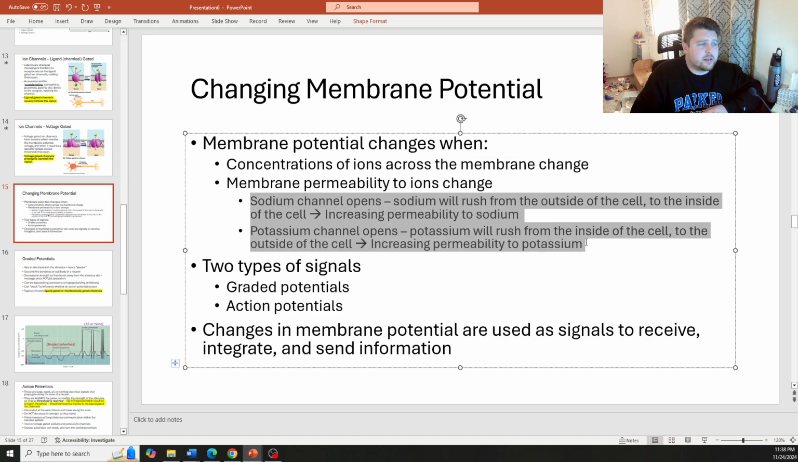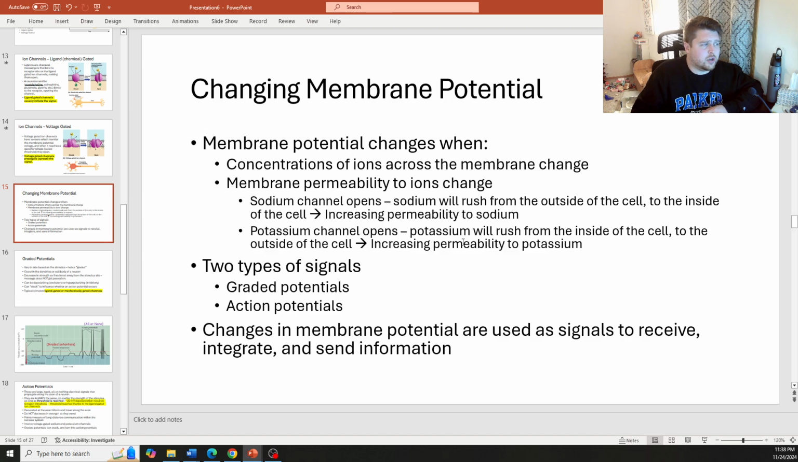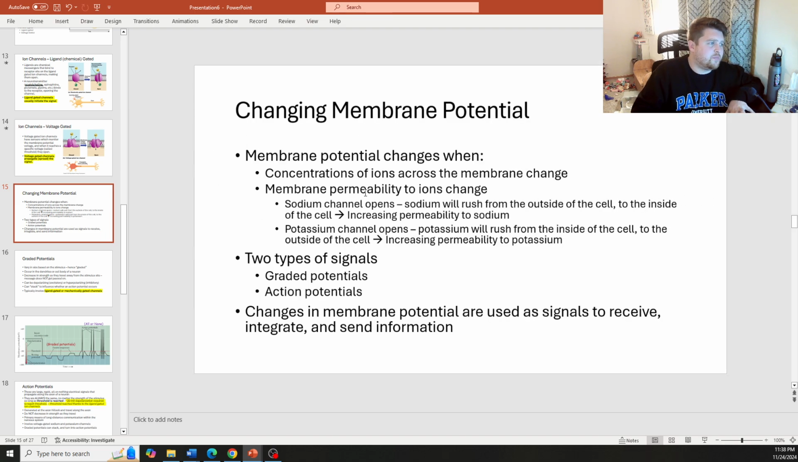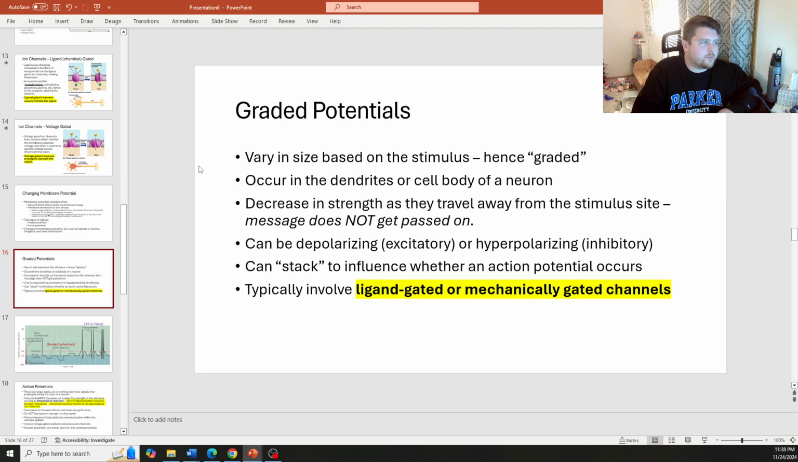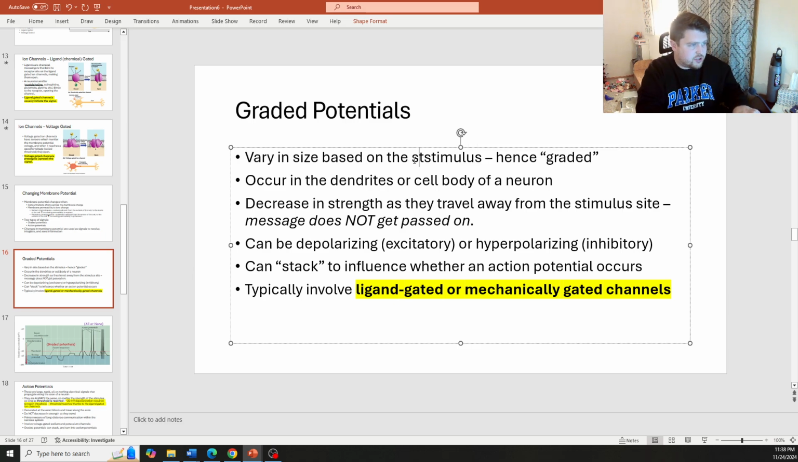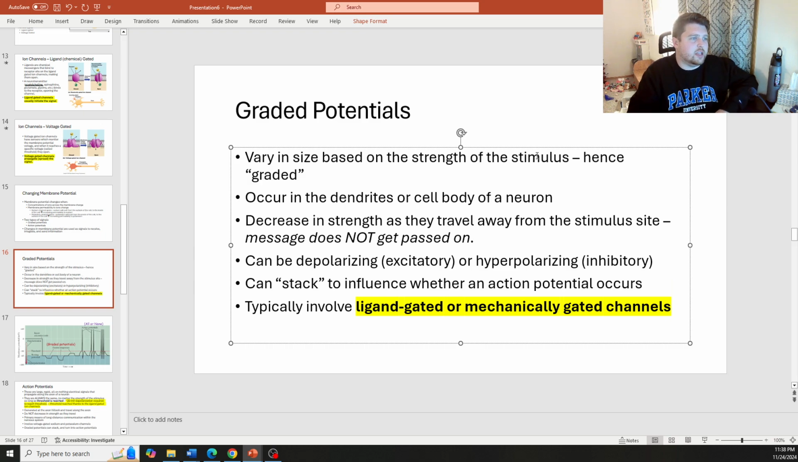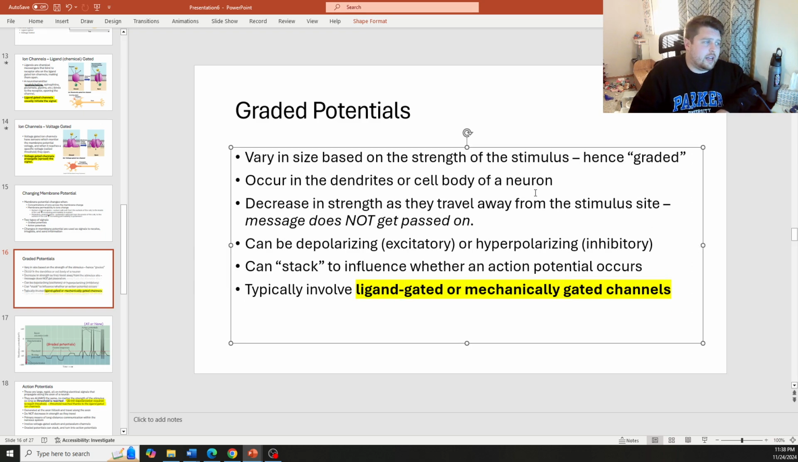This is more of a topic that you're going to touch more on in Physiology 1 than here in Cells and Tissues, but it's a good way to introduce it right now. So there are two types of signals that we talk about when we talk about messing with membrane potential. We have graded potentials and we have action potentials. Graded potentials can vary in size based on the strength of the stimulus, which is why we call them graded.